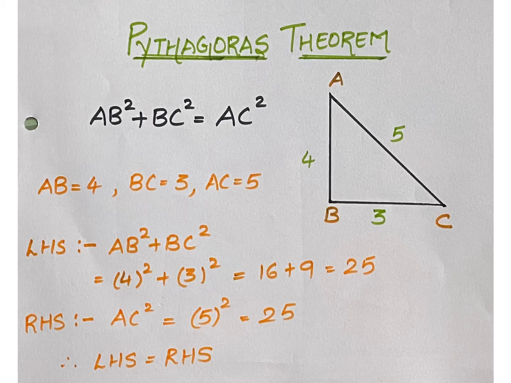Let us consider an example. Take AB equal to 4, BC equal to 3. Then AC is equal to 5. If we take the left hand side, AB square plus BC square, that is 4 square plus 3 square. The square of 4 is 16 and the square of 3 is 9. So 16 plus 9 is 25. Now if we take the right hand side, AC square, that is 5 square, that is equal to 25. So the left hand side is equal to the right hand side.